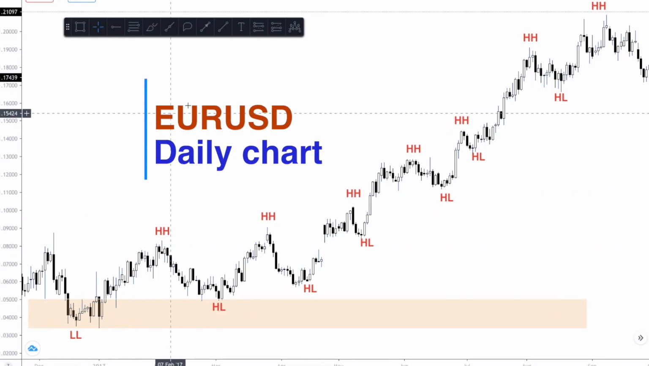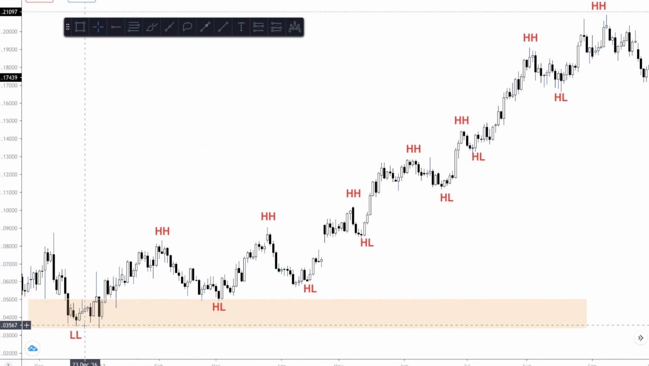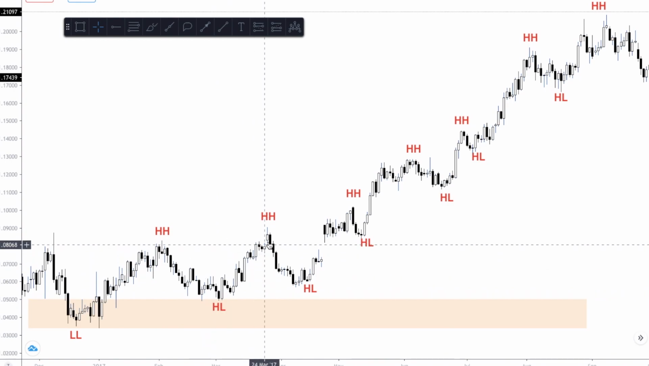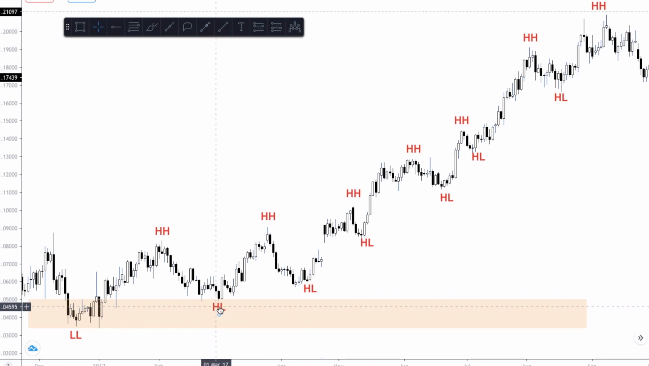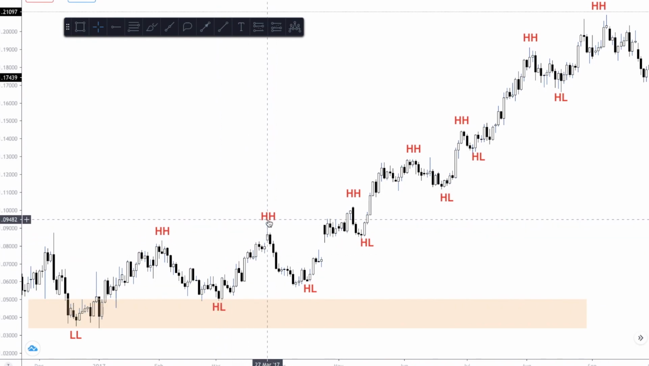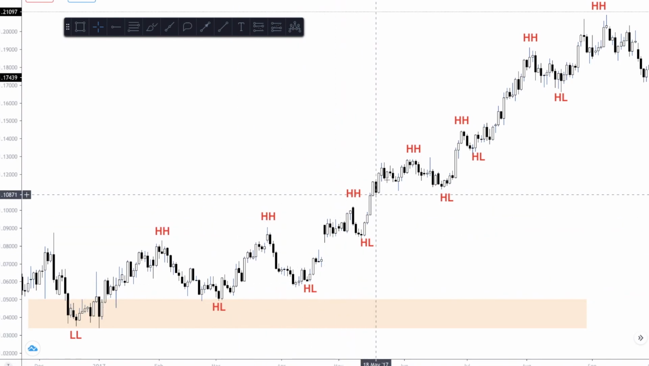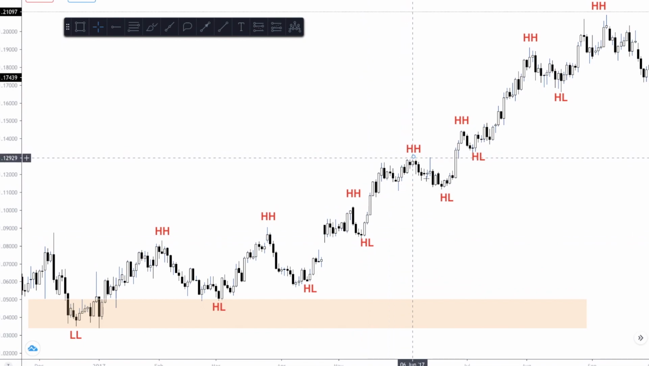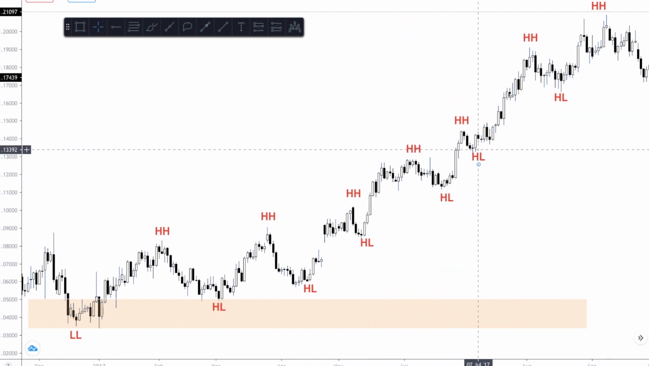Here on Euro USD daily chart, from this level, the market started an uptrend. So let this be our low. Now when the price moves up and then corrects and moves above it, this will be our high, this will be our higher low, as this low is higher than the previous one. As the price moved above this high, this will be the new higher high and a new higher low. And you can see in an uptrending market, the price is creating continuous higher highs and higher lows.